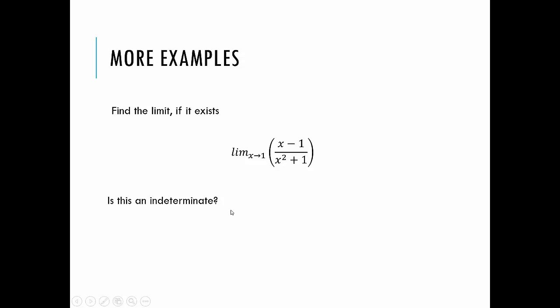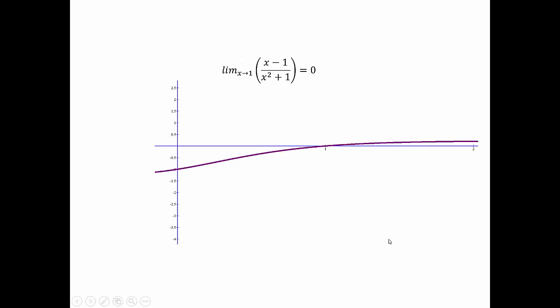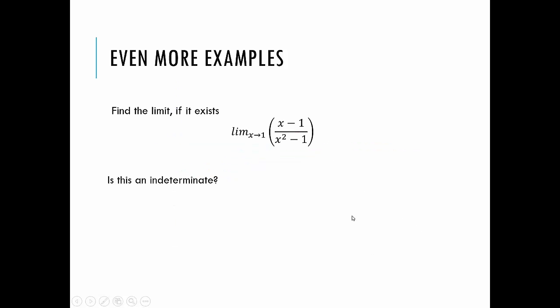Find this limit if it exists. Is this indeterminate? I don't think so, because if I plug in 1, I don't get 0 over 0. And as I mentioned before, we could care less about the numerator, because if it's 0, then that just means our answer is 0. Graph these, because if you graph them, it makes sense what you're doing. I want to know this function, which is this purple line. As I'm approaching 1, what is the value of my function approaching? And as you can see, it's approaching 0.